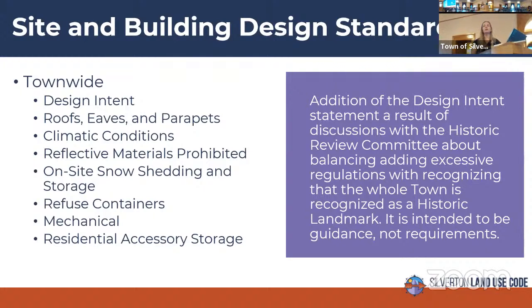There are standards related to building for the climatic conditions of Silverton, the prohibition of reflective materials, some requirements for snow storage and shedding on properties, requirements for refuse containers, as well as the requirement for mechanical equipment to be underground utility equipment, and then some basic requirements to provide accessory storage in residential settings. And again, if you want some more detail about what some of those bullet points mean, there is a handout about this as well. Next slide.